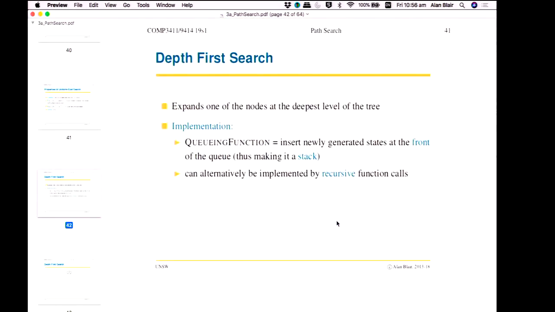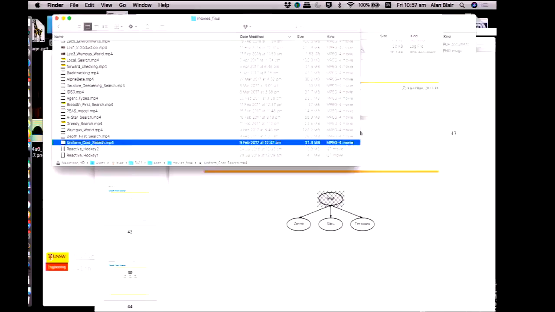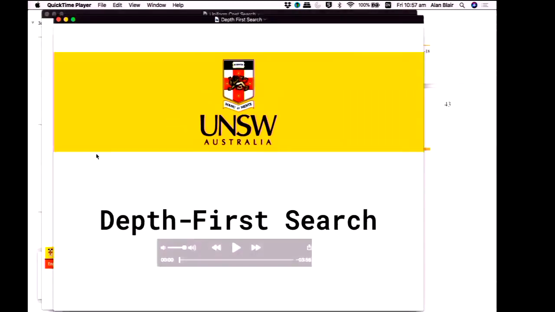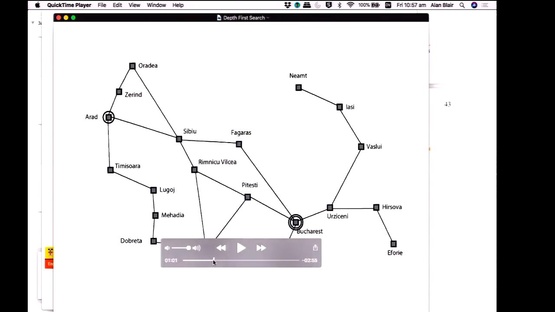Right, so that was breadth first uniform cost search. So then we move on to depth first search. Now, depth first search, again, I'll try to show you this graphically, if I can. I urge you to go and watch this little video that I've prepared because I go through the whole history of Ariadne and the Minotaur.